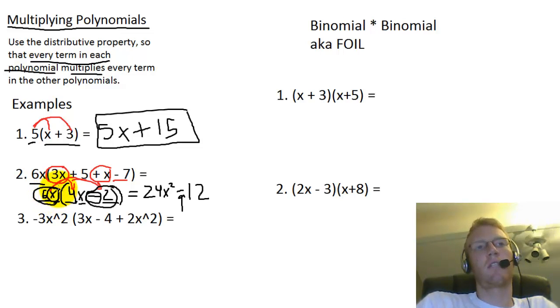And then here I have an x. Here I don't have any x's at all, so I just have x to the first power. Think of this as x times 1, if you will. So 24x squared minus 12x. All right, let's look at this last one here.